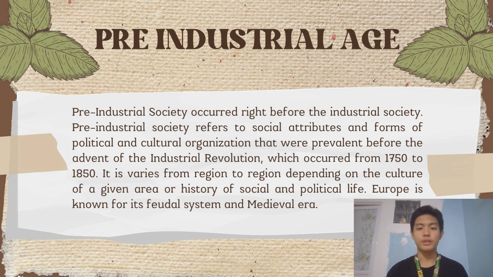Pre-industrial society occurred right before the industrial society. Pre-industrial society refers to social attributes and forms of political and cultural organization that were prevalent before the advent of the Industrial Revolution, which occurred from 1750 to 1850. It varies from region to region depending on the culture of the given area or history of social and political life. Europe is known for its feudal system and medieval era.